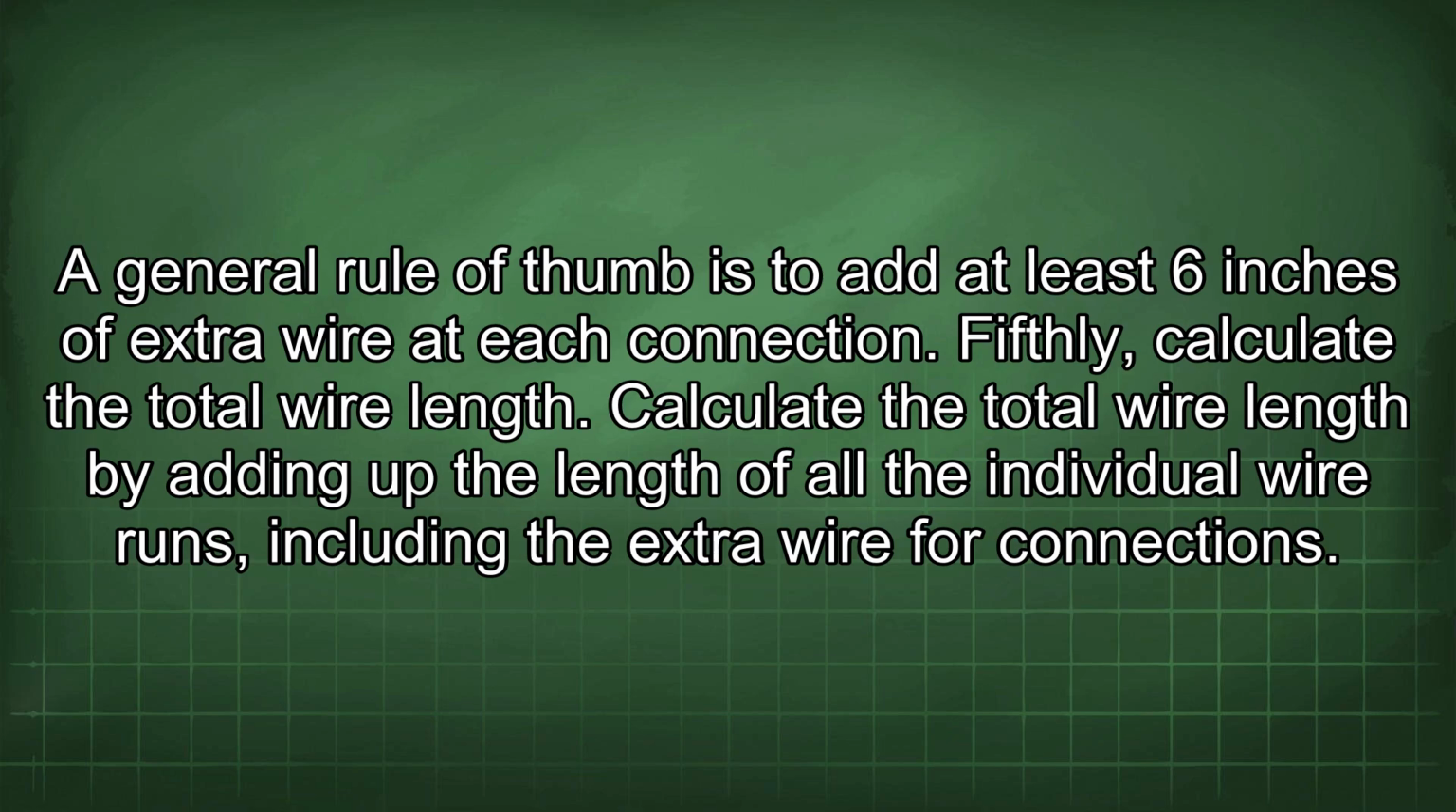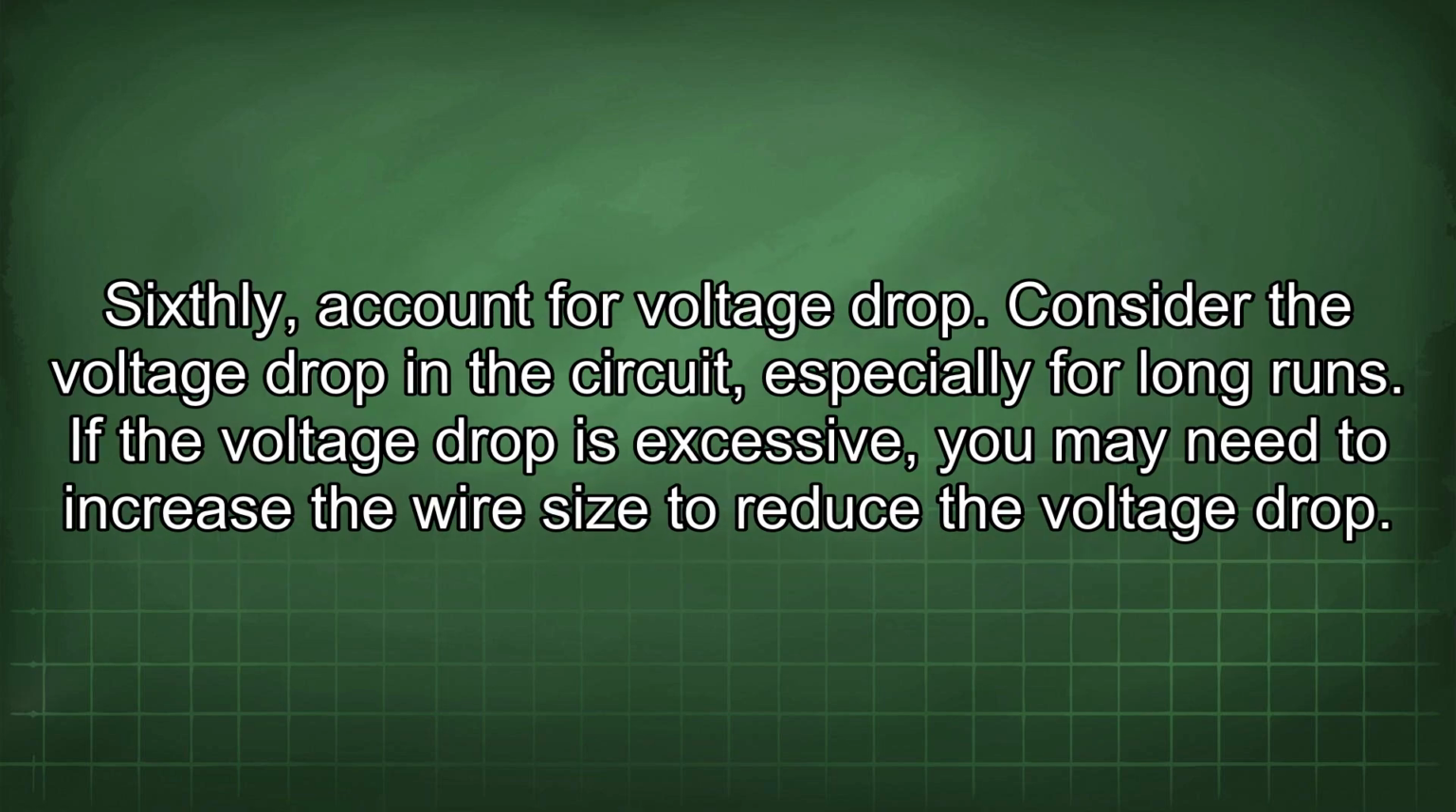Fifthly, calculate the total wire length. Calculate the total wire length by adding up the length of all the individual wire runs, including the extra wire for connections. Sixthly, account for voltage drop. Consider the voltage drop in the circuit, especially for long runs. If the voltage drop is excessive, you may need to increase the wire size to reduce the voltage drop.